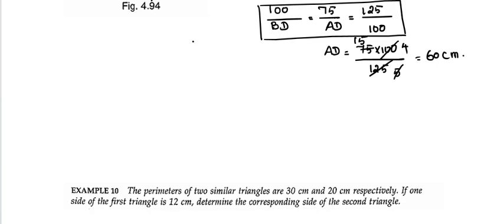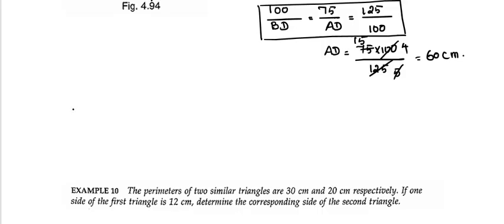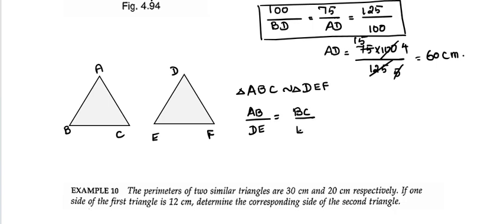Ma'am, before that, we have to find BD as well, no, ma'am? No, they didn't ask. Oh, so only AD? I just wrote it. Okay. Now, if two triangles are similar, the most important concept: if two triangles are similar, we know that AB by DE is equal to BC by EF is equal to AC by DF. Right? Suppose the ratio is some a by b.